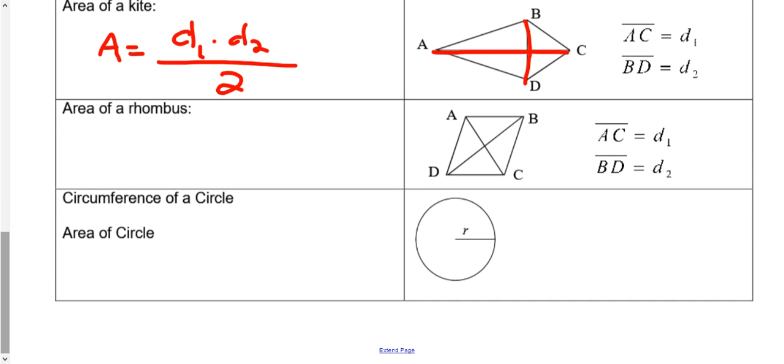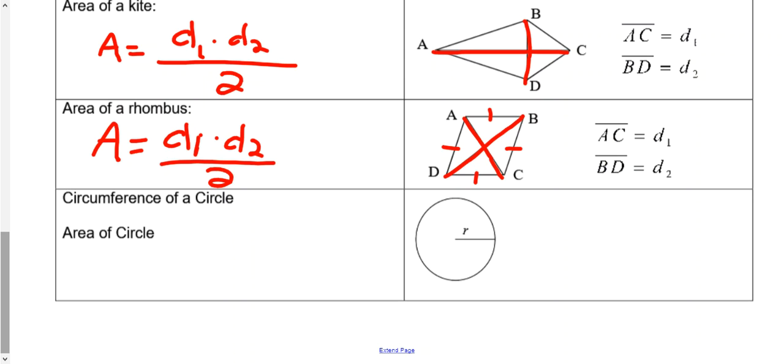A few more to look at. Let's look at a rhombus. A rhombus, if you remember, has 4 congruent sides. But we want to look specifically at the diagonals. We have diagonal AC and diagonal BD, and that's what's important for the area. The area of a rhombus is diagonal 1 times diagonal 2 divided by 2. So it's the same as a kite, essentially.